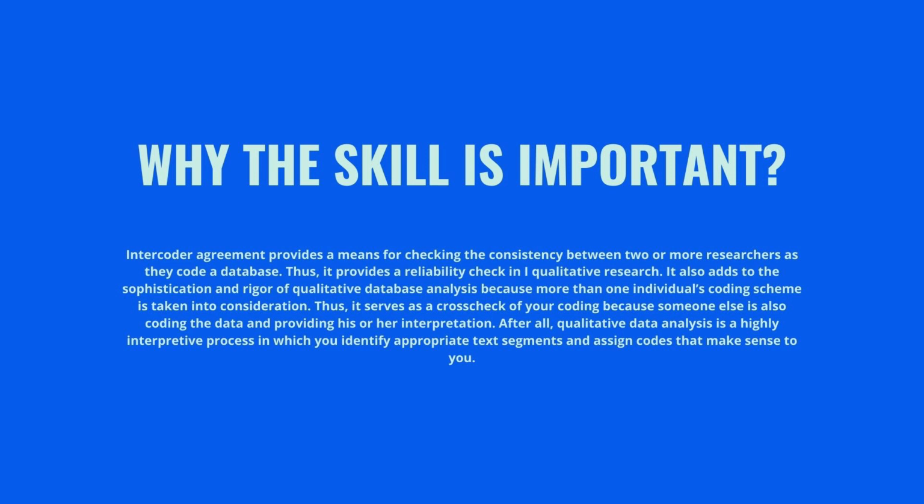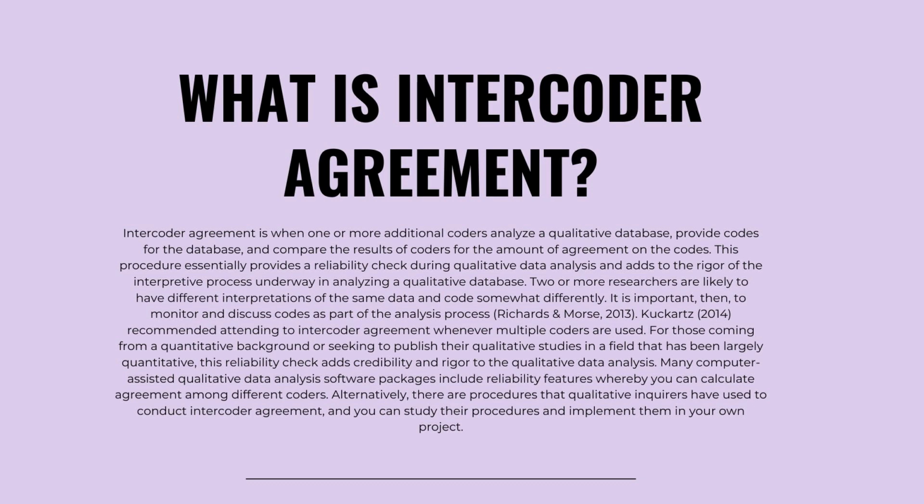After all, qualitative data analysis is a highly interpretive process in which you identify appropriate text segments and assign codes that make sense to you. What is intercoder agreement? Intercoder agreement is when one or more additional coders analyze a qualitative database, provide codes for the database, and compare the results of coders for the amount of agreement on the codes. This procedure essentially provides a reliability check during qualitative data analysis and adds to the rigor of the interpretive process underway in analyzing a qualitative database.